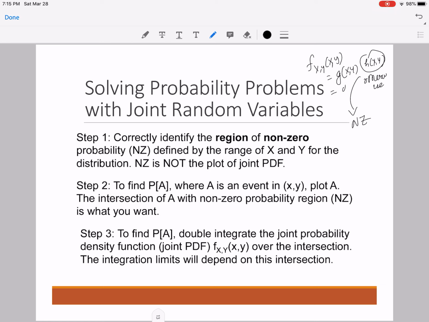Step 2. In order to find the probability of event A, we will first plot the region A and find its intersection with the region of non-zero probability. This intersection between region A and the non-zero probability region is going to give you the limits of integration for the joint PDF. Step number 3 is to evaluate the integral over the region of non-zero probability intersection A. So we are going to double integrate the joint PDF over the region of non-zero probability intersection A.